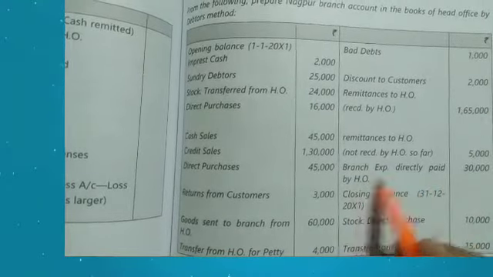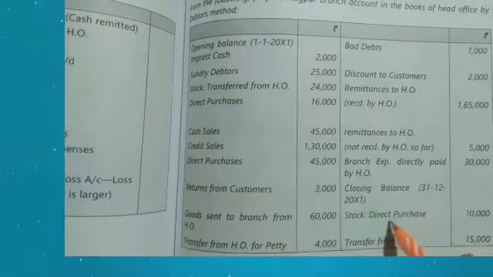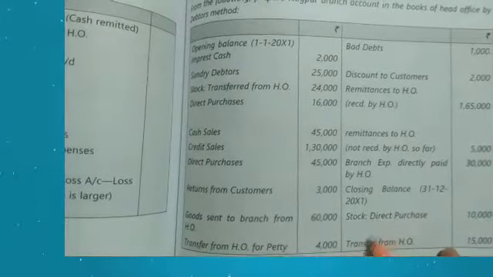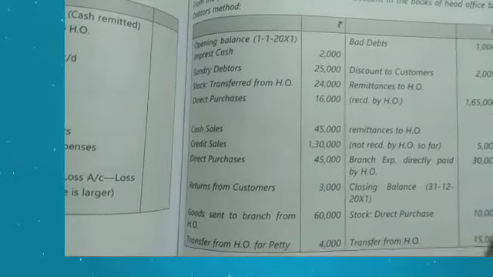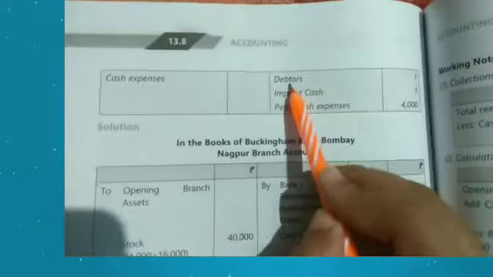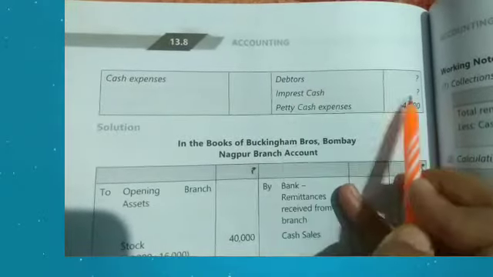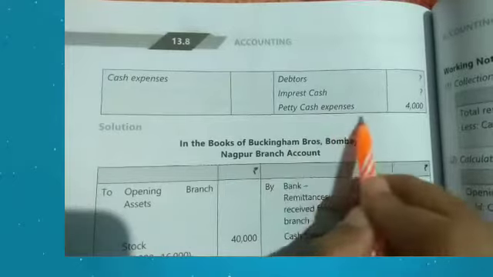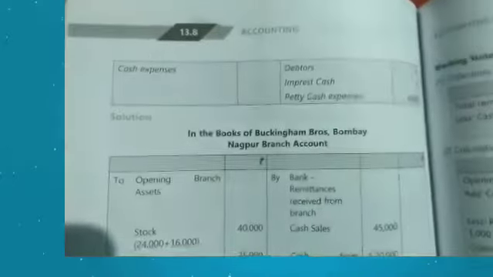The next one is branch expenses directly paid, so this we will consider. Closing balances: stock closing balance they have given. Stock will be of two things, that is direct purchases and transfer from HO. Then debtors, and they have asked us to calculate even the imprest cash. They have given some petty cash expenses. Now we'll solve this problem.